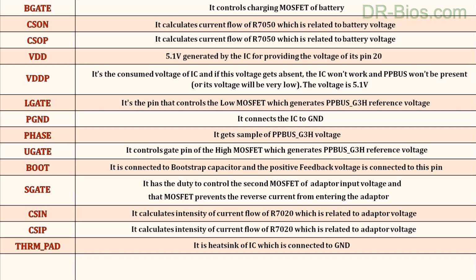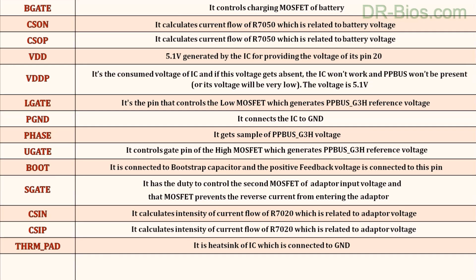CSON and CSOP are two pins that are connected to two sides of a resistor that's placed in battery voltage direction. And by getting sample of the voltage of two sides of the resistor, IC detects how much current is being drawn from the battery, or how much the battery draws from charging circuit. And then the charging IC, through the BMON pin, informs this to SMC.